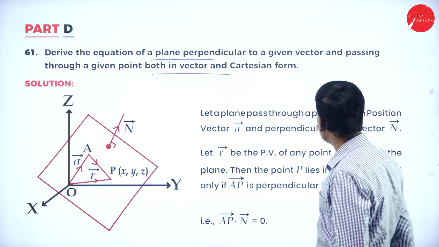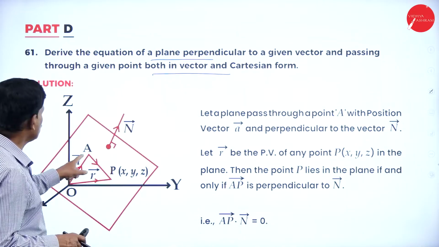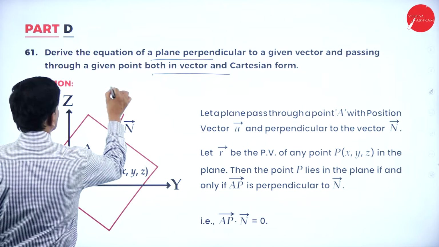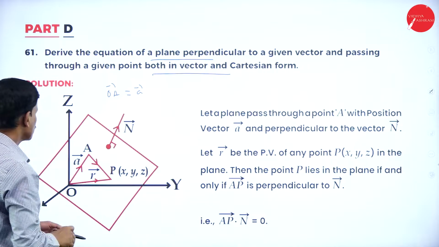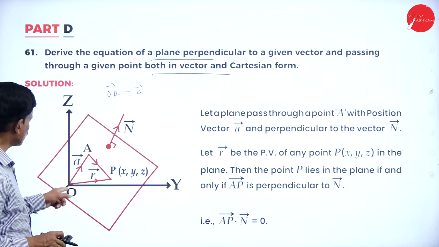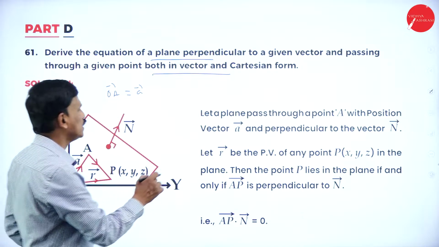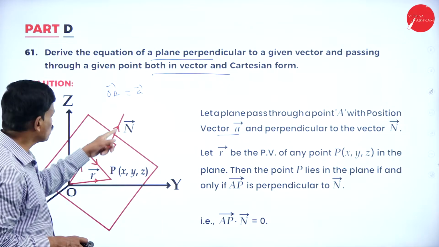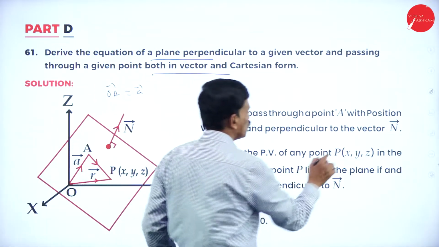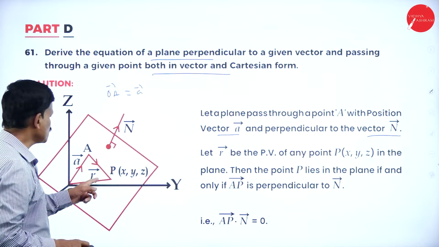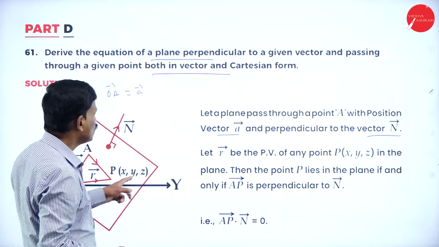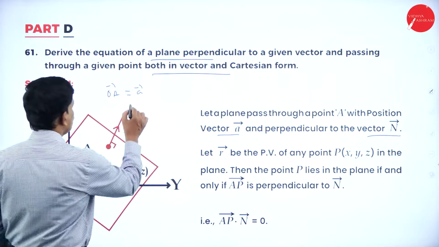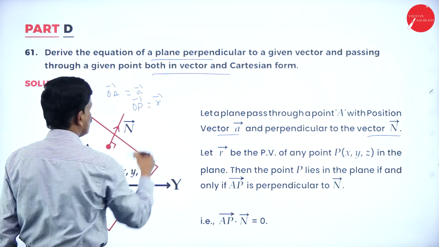Let a plane pass through a point. Let us consider a plane passes through a point A whose position vector is vector OA is equal to vector A. Okay, and this plane is perpendicular to the vector n. So let R be the position vector of P. Let P be any point, then the position vector of any point P x, y, z is vector OP is equal to vector R. R is the position vector of the point.